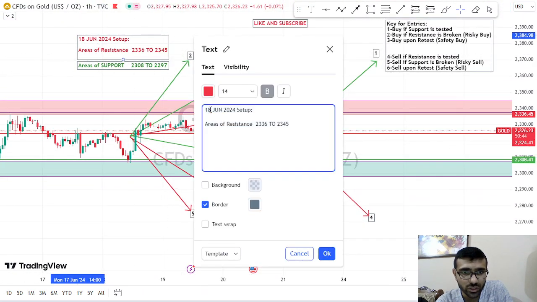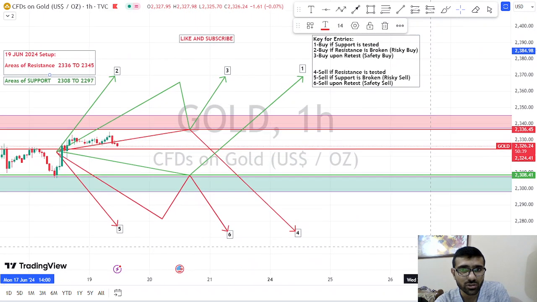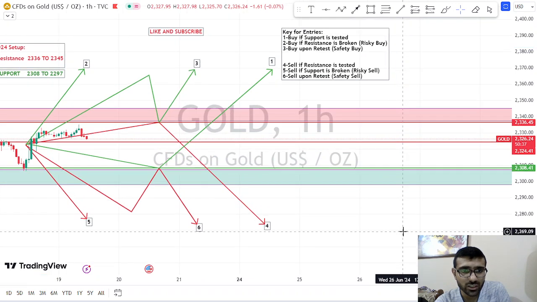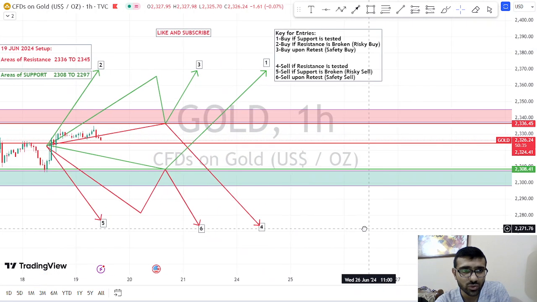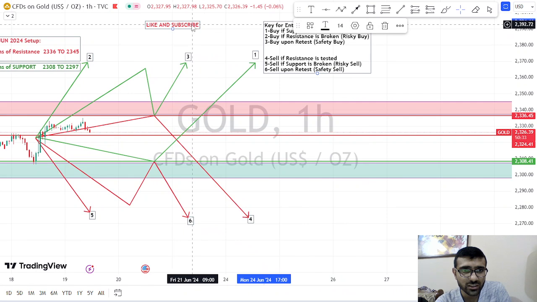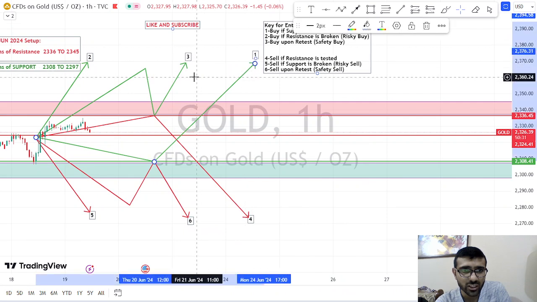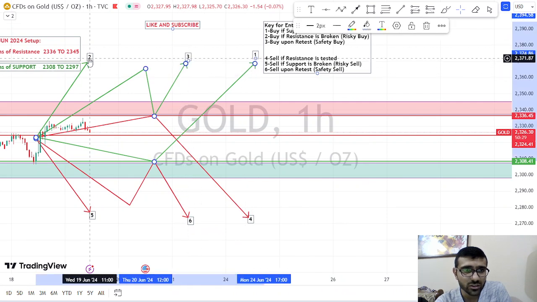So for tomorrow, the 19th of June, the area of resistance and support are going to remain the same. So let us simply move forward these scenarios so you can easily take trades in this gold versus USD pair.